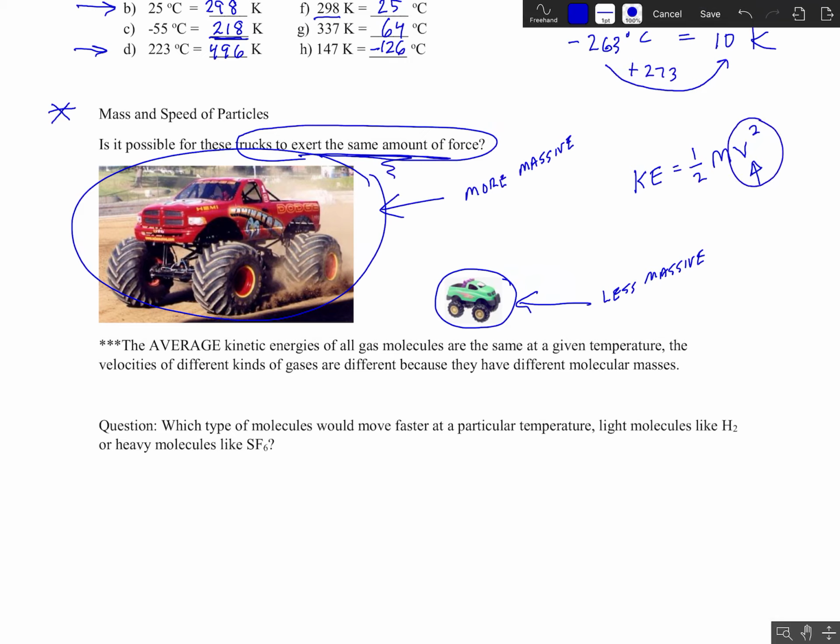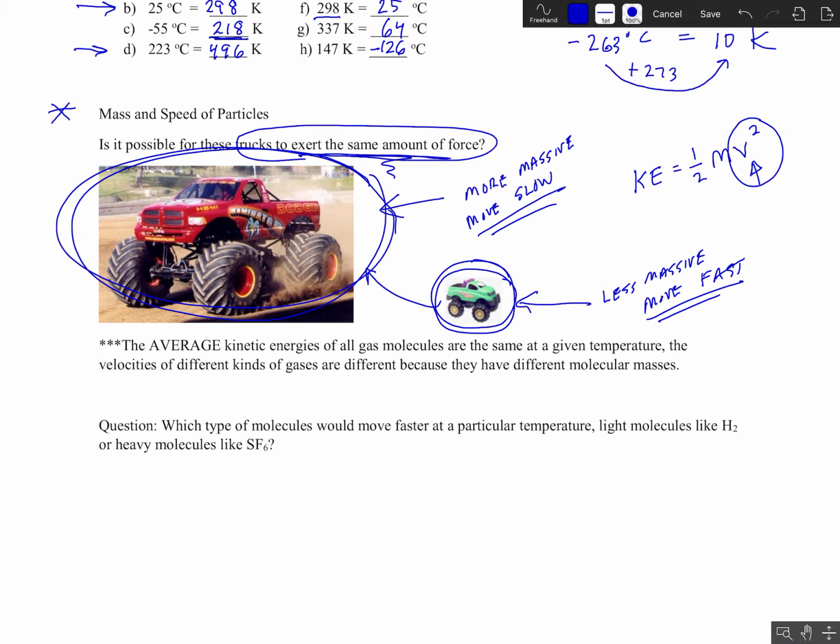And you know what? I think they can have the same amount of kinetic energy, or the same force, if the more massive truck moves slow, much slower. Or you could say the less massive truck would have to move fast. You guys agree with that? So it is possible for this truck right here to have the same kinetic energy as this truck here if that tiny one's moving really, really fast and the big one's moving really, really slow.